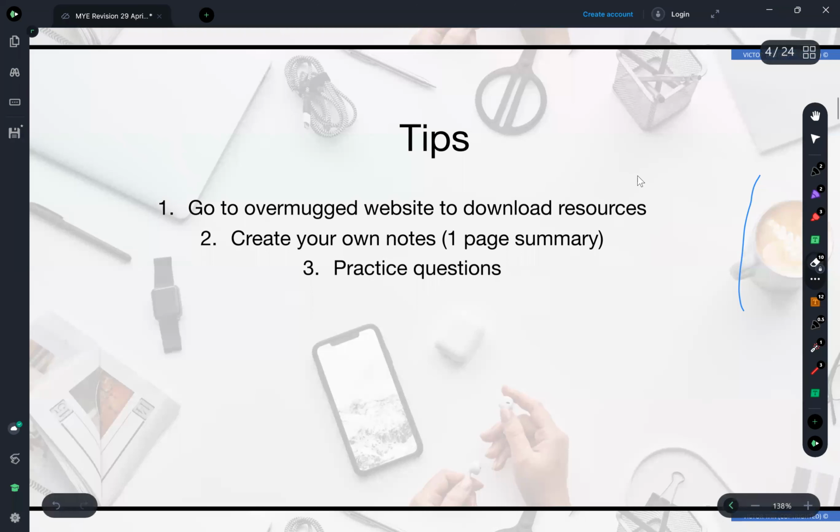Doing POA FAQ. Will I send notes to the Telegram group chat? Yes, I will. You can either download it from the website, and I will also send the notes through Telegram later, either tomorrow or this weekend.